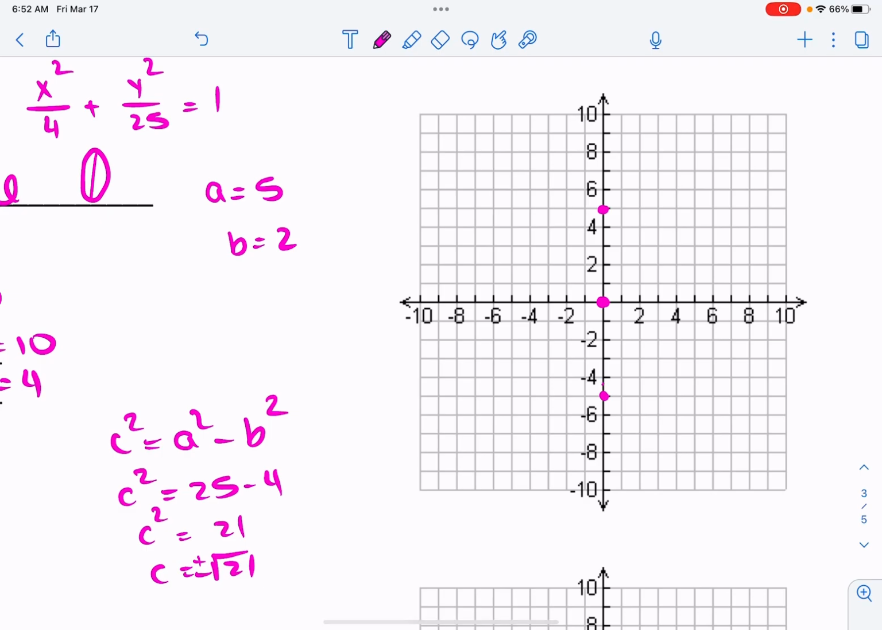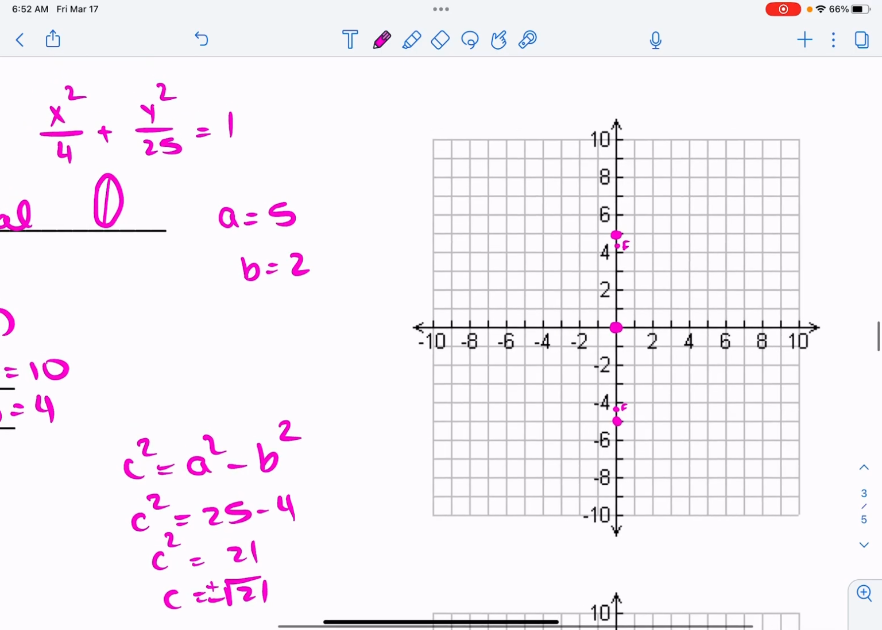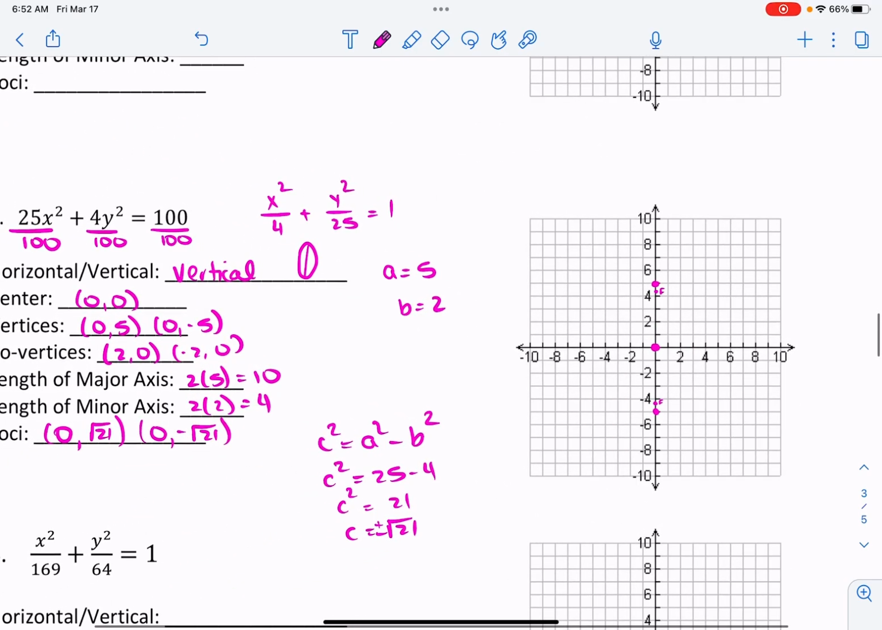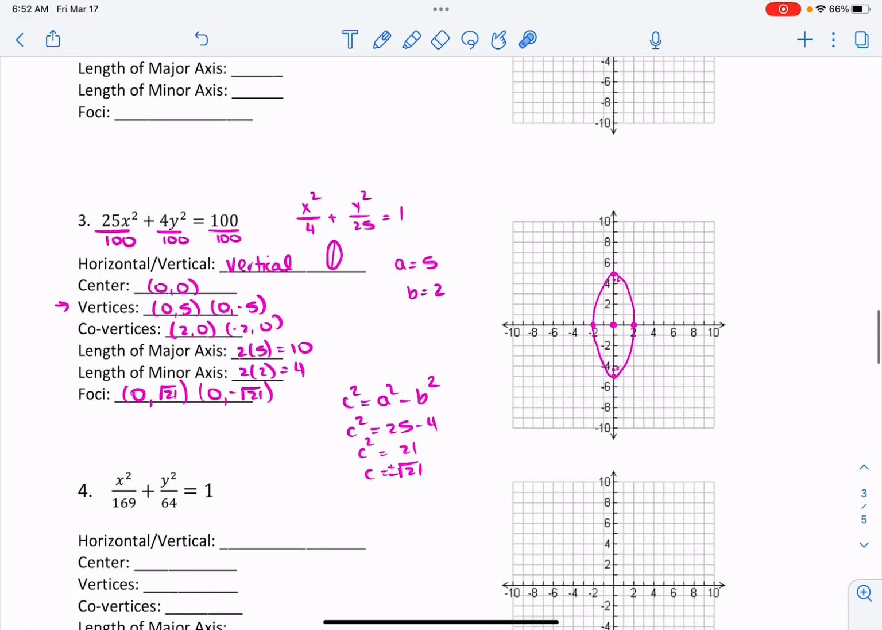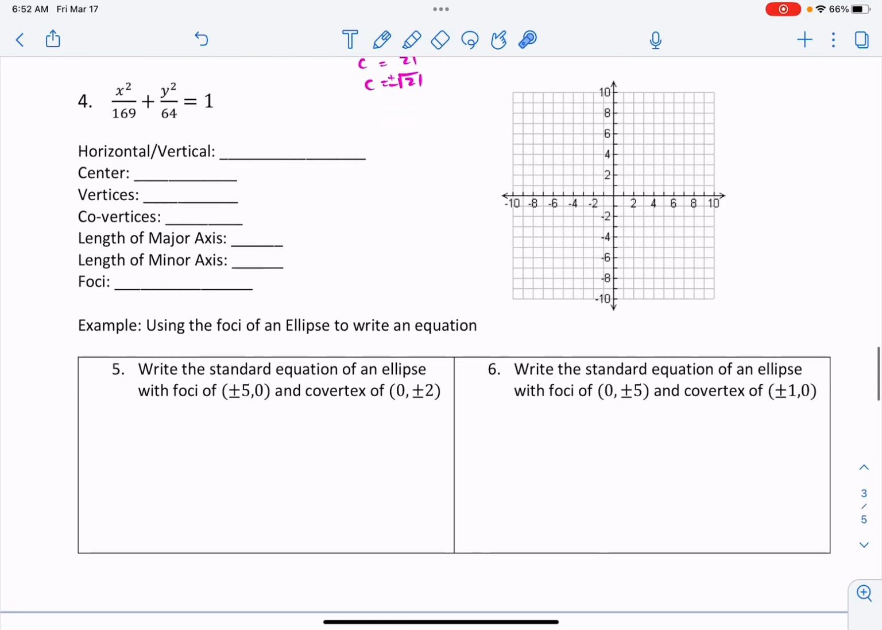So it's going to be right about here, our focus. And our other focus is going to be right about here. Then our co-vertices are at 2 and -2. And there it is. There's our ellipse with the focus. And notice we did state it was vertical, so there it is. I do want you to complete the other ones on your own.